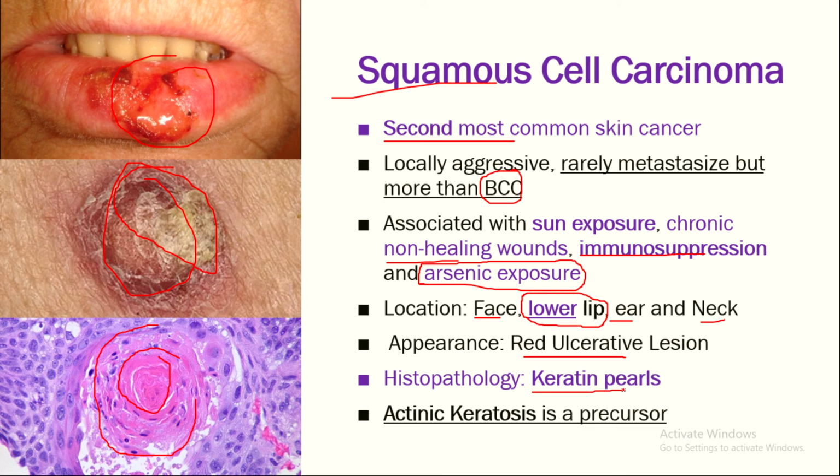The last thing to talk about for squamous cell carcinoma is the pre-malignant lesion. We have a dermatological condition we call actinic keratosis, and actinic keratosis is a pre-malignant lesion for squamous cell carcinoma. It's just an erythematous and rough plaque, and it is also associated with sun exposure, which should make sense to you because squamous cell carcinoma is also associated with sun exposure.